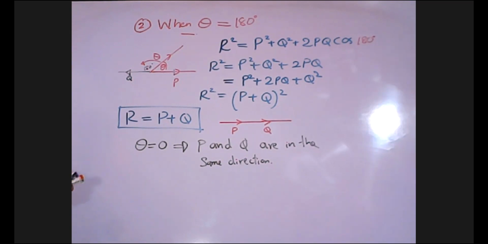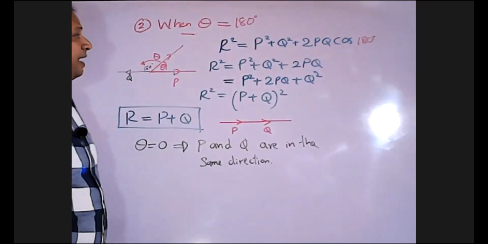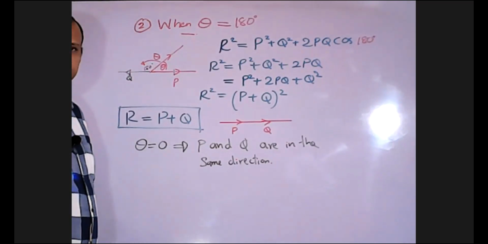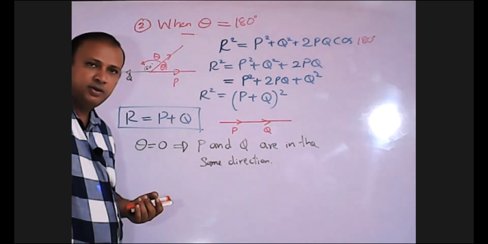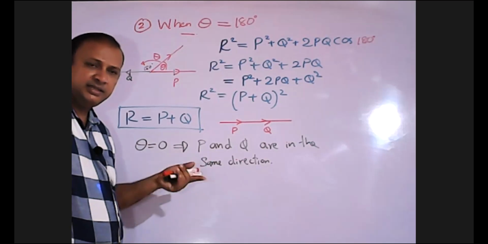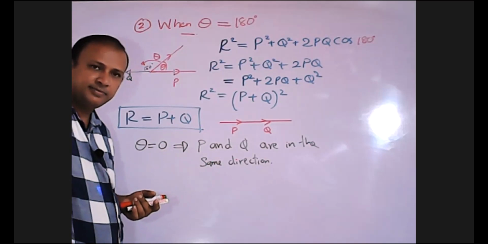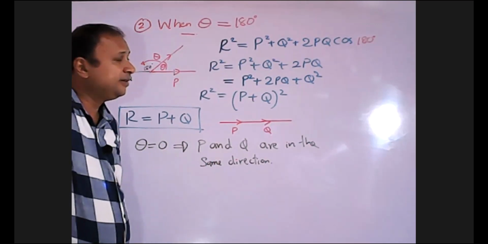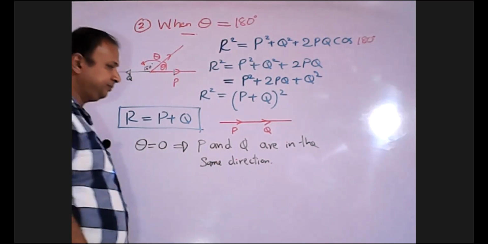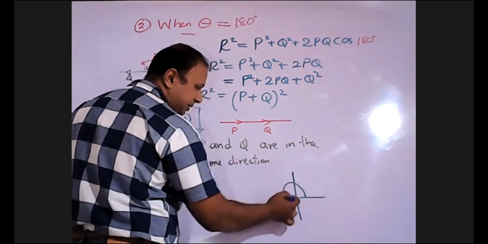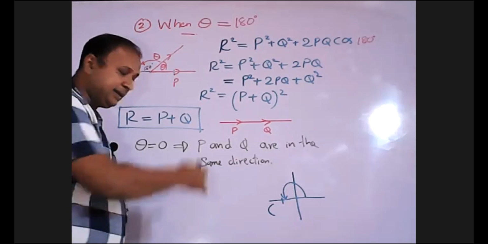Then you will have R squared equal P squared plus Q squared plus 2PQ cos 180. So what is the value of cos 180? What is the Cartesian coordinate when the angle is equal to 180? 180 means this angle. That means you have to take the Cartesian coordinate on the unit circle at this point.